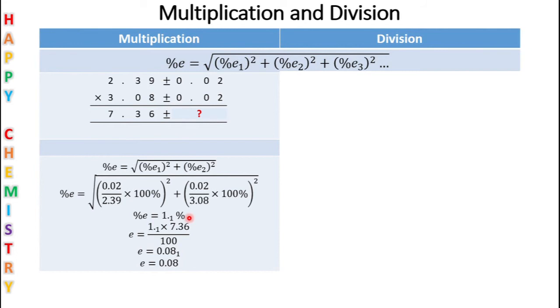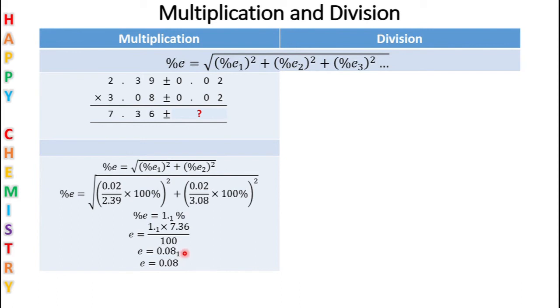The resultant percentage uncertainty then can be converted to resultant absolute uncertainty with respect to 7.36. The resultant absolute uncertainty is 0.081. The answer should have one significant figure. Therefore, it is written as 0.08 with 1 subscripted to indicate the extra digit.